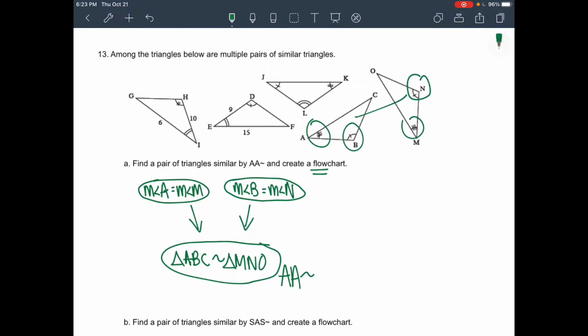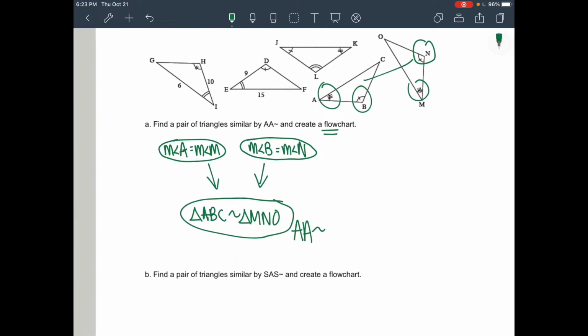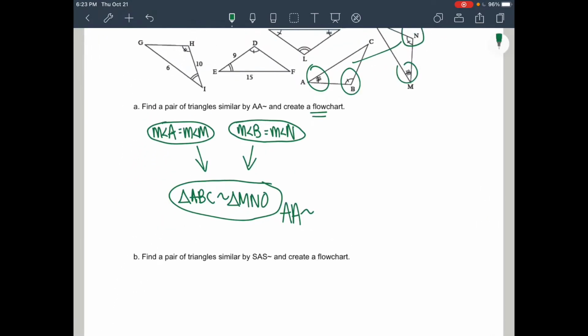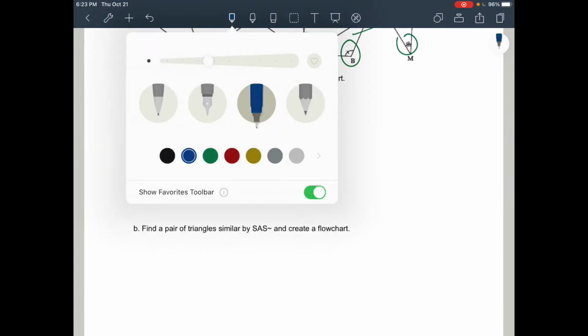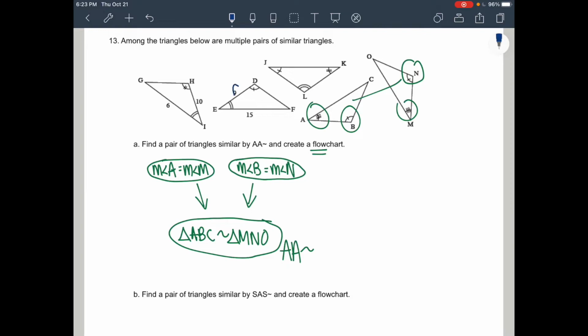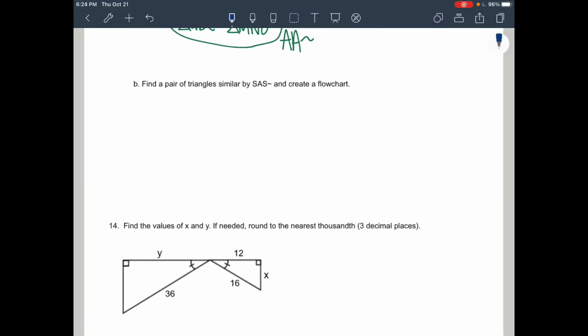Okay, so now let's look at side angle side. Find a pair of triangles similar by side angle side. There's only one set you can use here. Looking at this, these are the only ones that have any sides on them, so we have to use them. And conveniently, they are side angle side. Let me move that a little bit. It's kind of hard to see here. There we go.